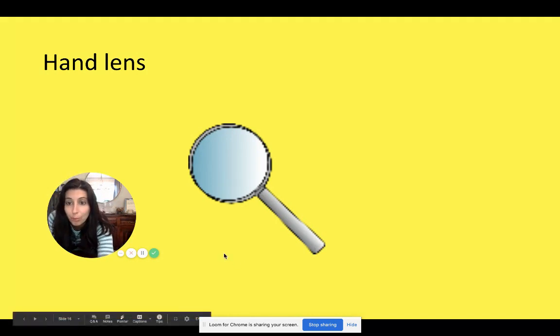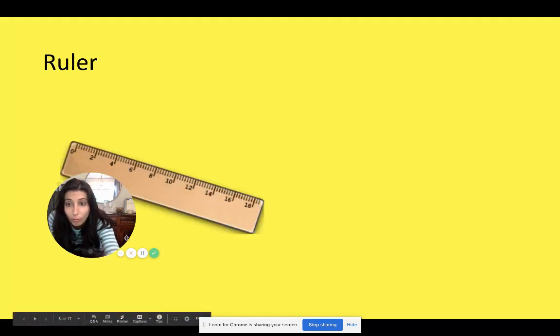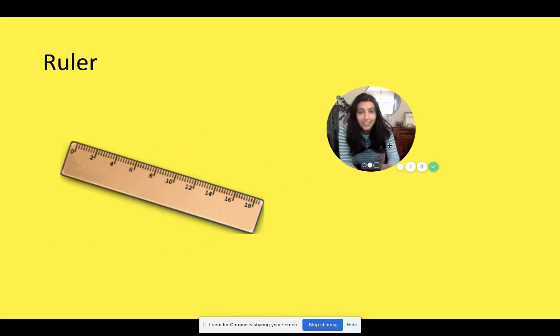Let's see what tool we'll turn ourselves into next. Oh, a ruler. Can you bring your arms way up? Make yourself as straight as a ruler. What is a ruler used for? Think about that. Oh, a ruler, you're right. It's used for measuring the length, the width, or the height of an object.